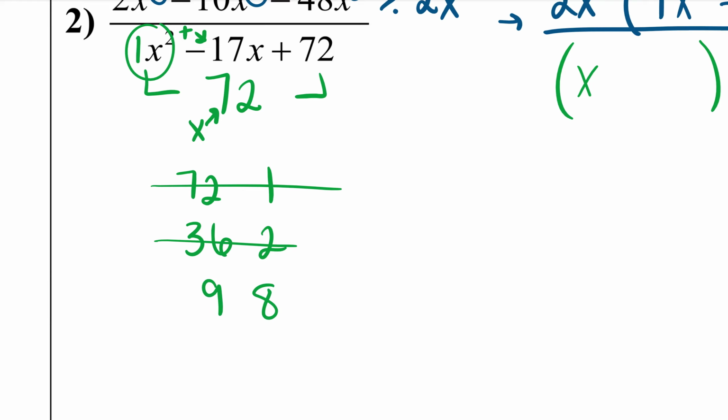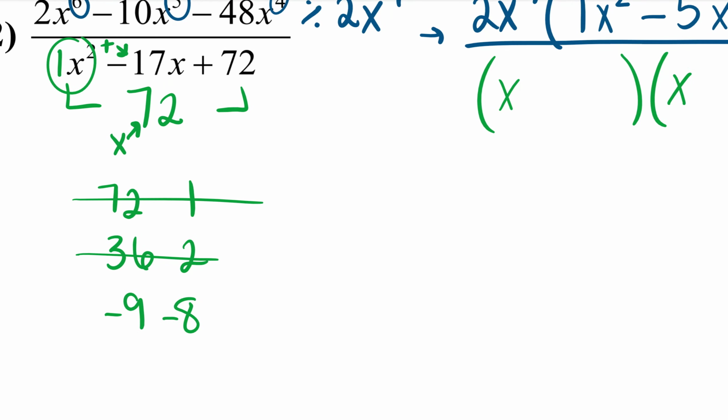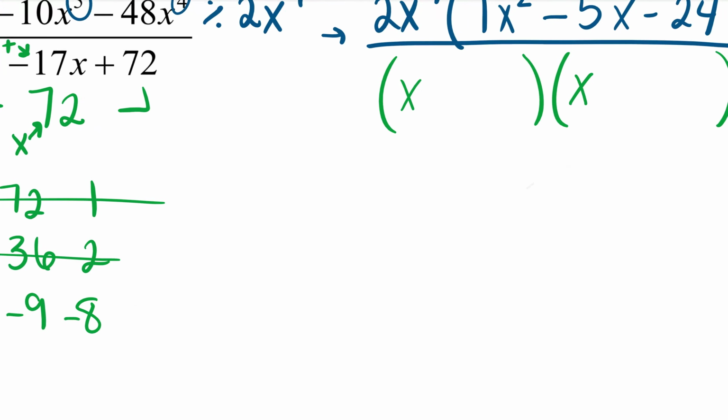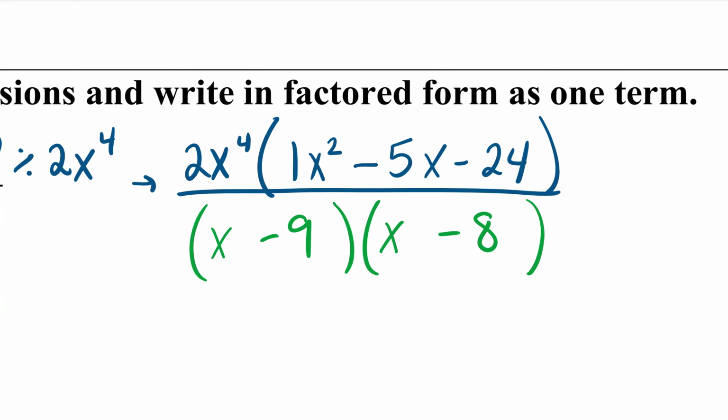And 9 times 8 is 72, and I can do negative 9 and negative 8, and those add to negative 17 because they're both negative, right? And because I have two negatives, they multiply to a positive. So that means in my parentheses, it doesn't matter which order, I'm going to put x minus 9, x minus 8. Okay, so I factor the bottom.